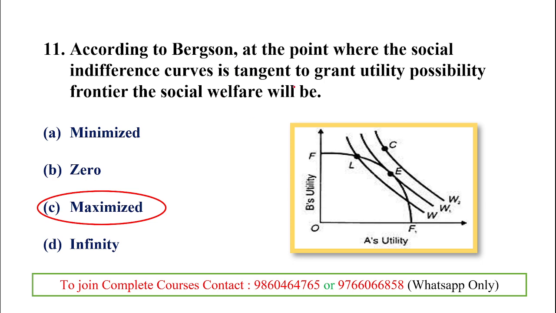So here Bergson says that at the tangency of the social indifference curve and the utility possibility frontier, the social welfare is maximized. Okay. And this is the curve showing the tangency, the E point and also the L point. So no meaningful proposition can be made in welfare economics without introducing value judgments. So Bergson also introduced that value judgment is very important to introduce in welfare economics. So these are the main economists who introduced the social welfare function.